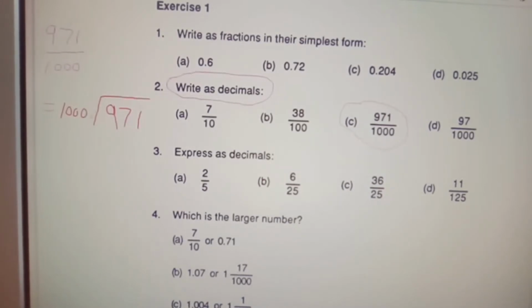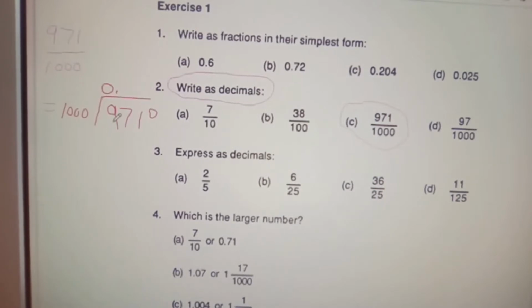Now how many times will 1000 go into 971? It won't. It can't. So here we put a 0, then a decimal point. And because we've put in a decimal point, we need to put a 0 here. That gives us 9,710.